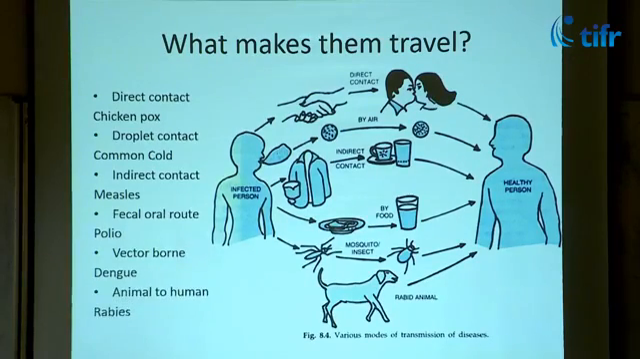And the last is animal to human transmission. Now this is a little different from vector-borne diseases, because here the animal also suffers the disease. The mosquito does not suffer dengue, but if rabies is transferred from a rabid dog to a healthy person, then the dog is also suffering from rabies.